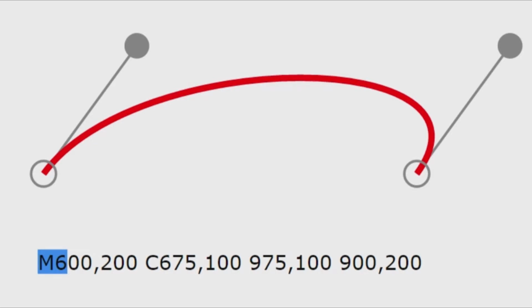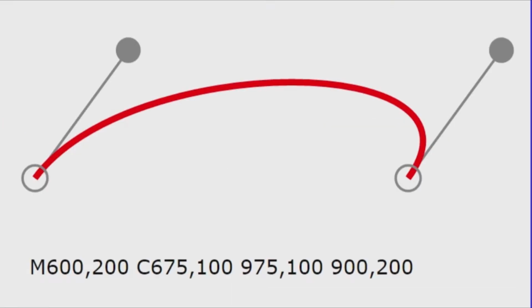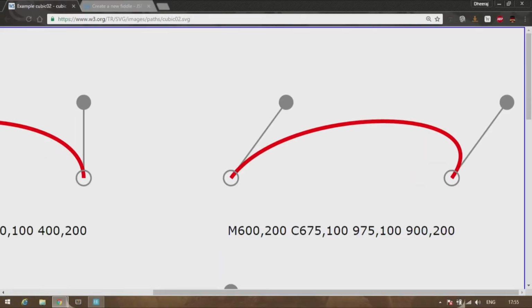And then C675-100 is the control point, which is specified by the grayish dot. That is the first one which you have seen in this curve. Likewise, you have the next control point, which is the extreme most right grayish point. That is the control point over here, and 900,200 is the end point. So this code directs the system to draw a simple curve in this fashion, which you're seeing in red color.